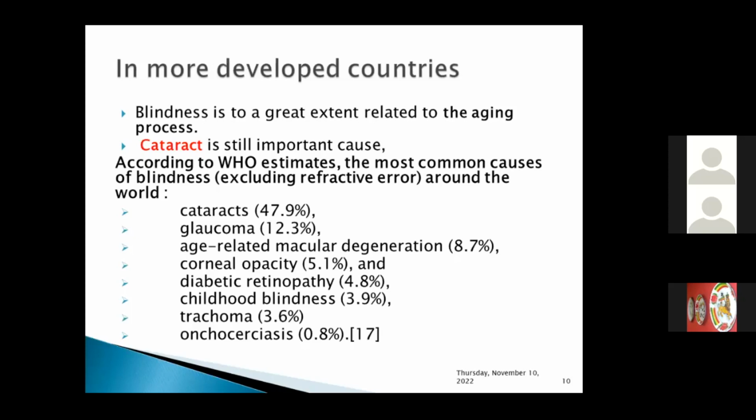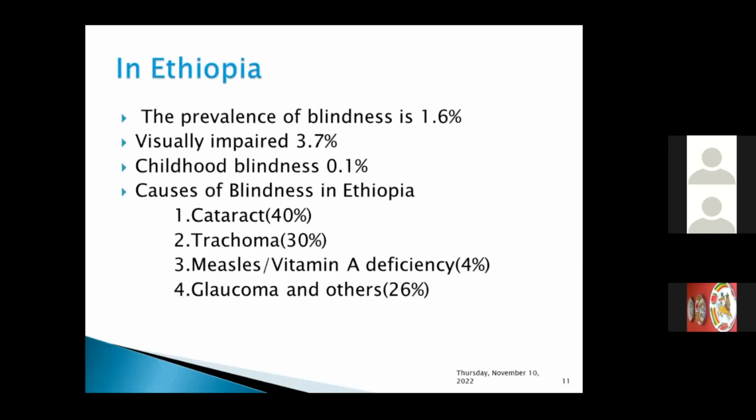The other possible common causes are glaucoma, age-related macular degeneration, corneal opacity, diabetic retinopathy, and childhood blindness. These are in more developed nations. In Ethiopia, in a national survey conducted, I think, in the early 2000s, around 2003, the prevalence of blindness was estimated to be 1.6%.